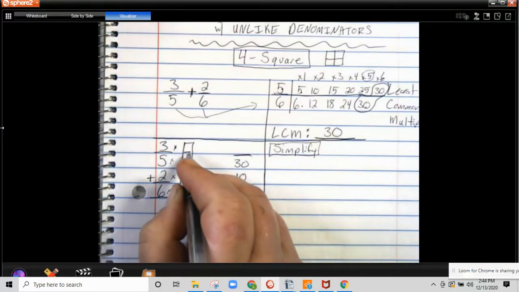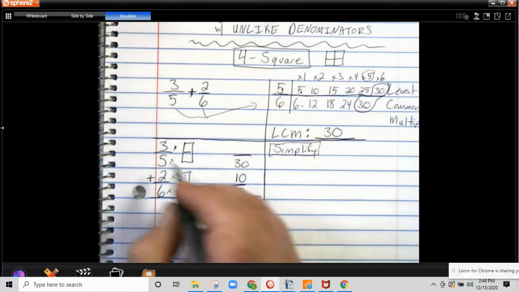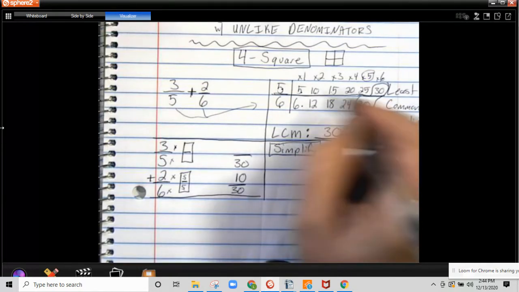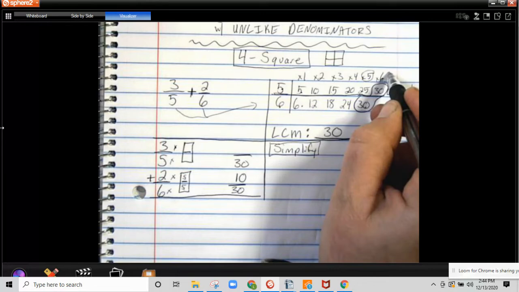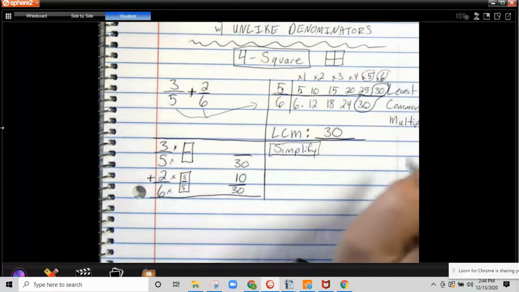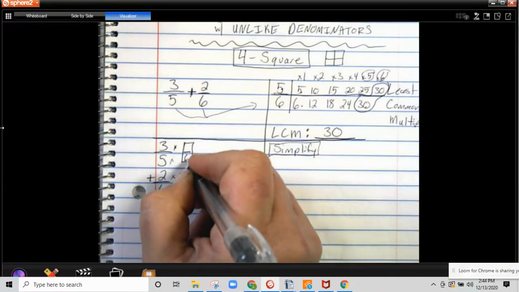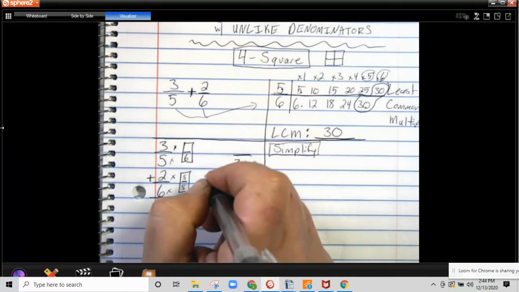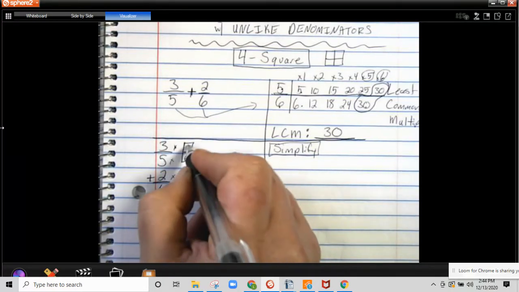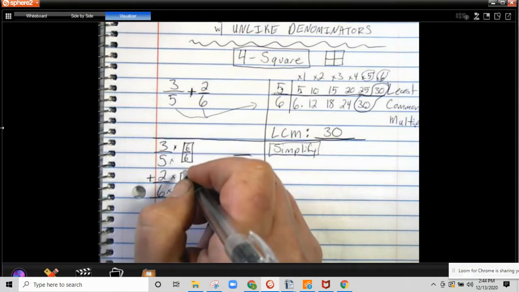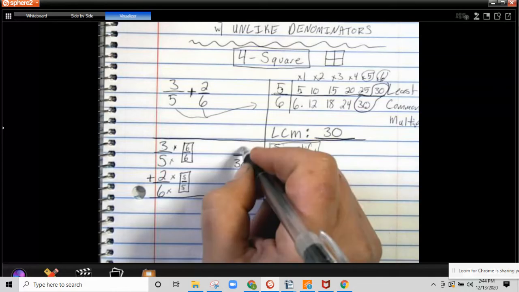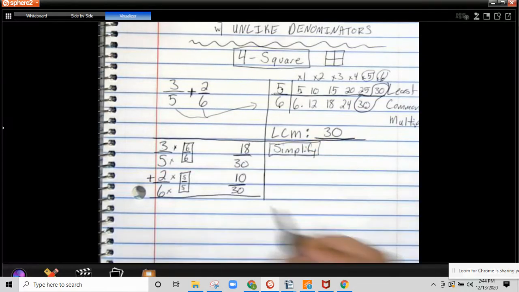Now come up to this box. How do you get from a 5 to a 30? Well, if you come up here from a 5 to the 30, you multiply that 6 times. So 6 is going to go here. If you multiply the bottom number or the denominator by 6, you have to multiply the top number or the numerator by 6. So now 3 times 6 is 18. Okay?